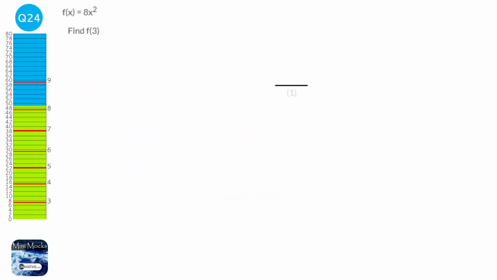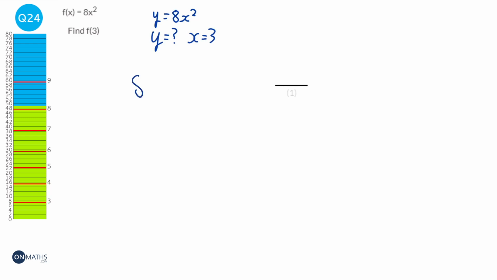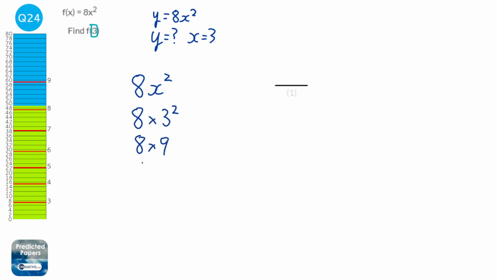This question is the same as questions you get where you've got y equals 8x squared and you're asked to find what y is when x equals 3. The questions are exactly the same, but instead of y we write f of x, and this is saying that the function is 8x squared and we want to feed in the 3 into the function. So it's going to be 8 times 3 squared. And 3 squared is 9, and 8 times 9 is 72, so the answer would be 72.